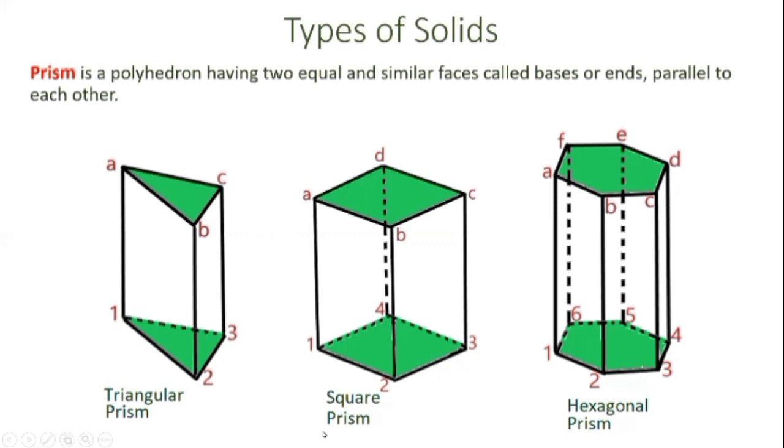Then a square prism. Similar to this, we just change the base, that is, square 1, 2, 3, 4, and opposite and parallel to this face we have another face, square ABCD, which gives a square prism. Then a hexagonal prism: the base is a hexagon, and parallel and opposite to this we have another hexagon. These two hexagons are regular and equal. The lateral faces are a number of rectangles.